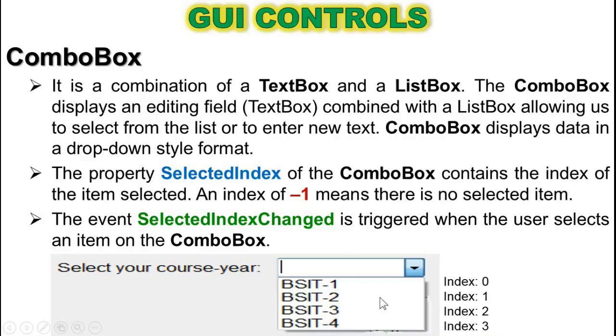If the populated values of the combo box are BSIT-1, BSIT-2, BSIT-3, BSIT-4, the first item, BSIT-1, has an index of 0. The next item, BSIT-2, has an index of 1, and so on and so forth. This property SelectedIndex contains the selected index if the user selects one of the items on the combo box.